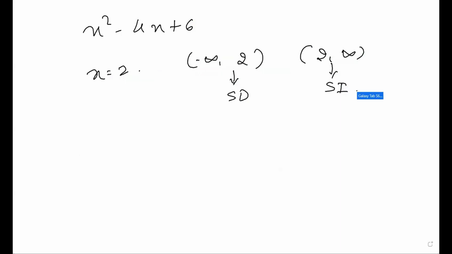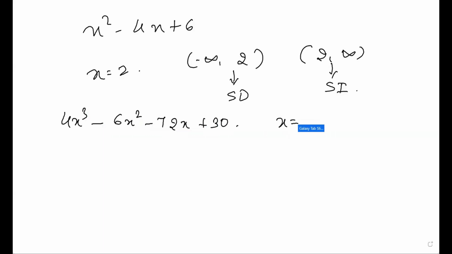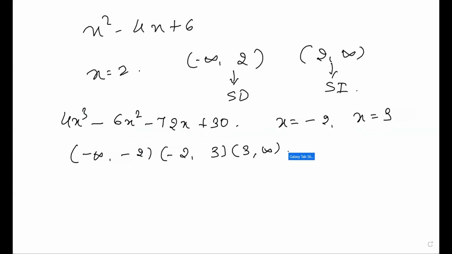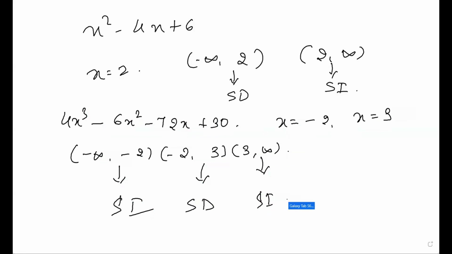Then which question had I given? I had given a quadratic equation type. Yes ma'am. 4x cube minus 6x square minus 72x plus 30 I had given. For this, you will get the roots as x equals -2 and x equals 3. Correct? Yes ma'am. So these should be your intervals. In the first it is strictly increasing, in the middle it is decreasing, and in the last it is increasing. Everyone has got these answers?